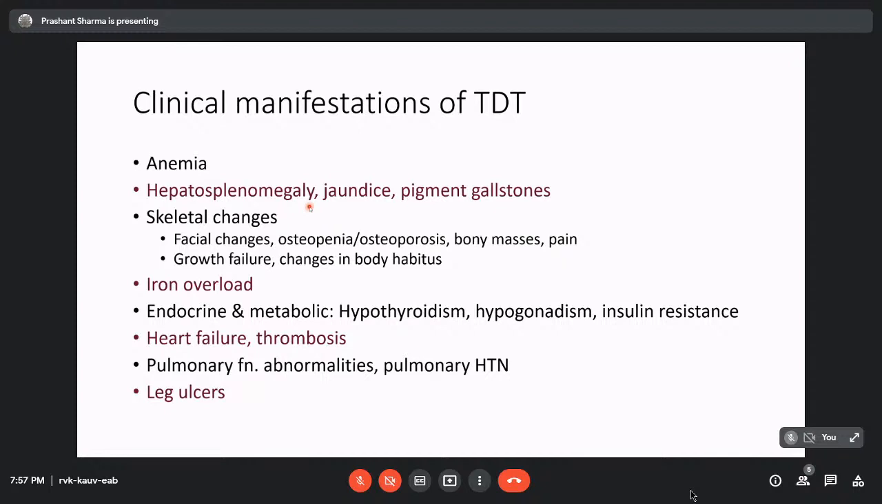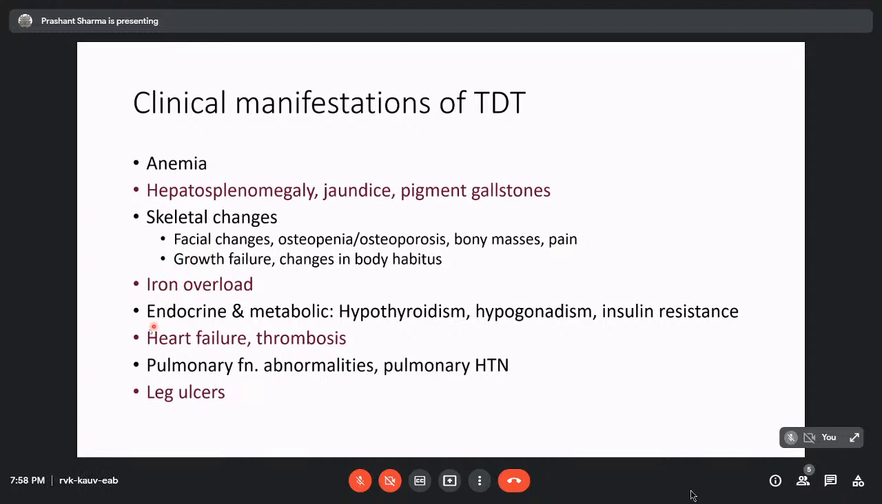So when all of this is going on, the patient will finally come to clinical attention with a particular set of clinical manifestations. In transfusion-dependent thalassemia or thalassemia major, these include very severe anemia, hepatosplenomegaly, jaundice, pigment gallstones, a plethora of skeletal changes. The typical thalassemic facies is characterized by maxillary prominence, malar prominence, prognathism, and so on. Osteopenia, osteoporosis, bony masses. They can have extramedullary masses, pain, growth failure, changes in body habitus. They will have iron overload inevitably.